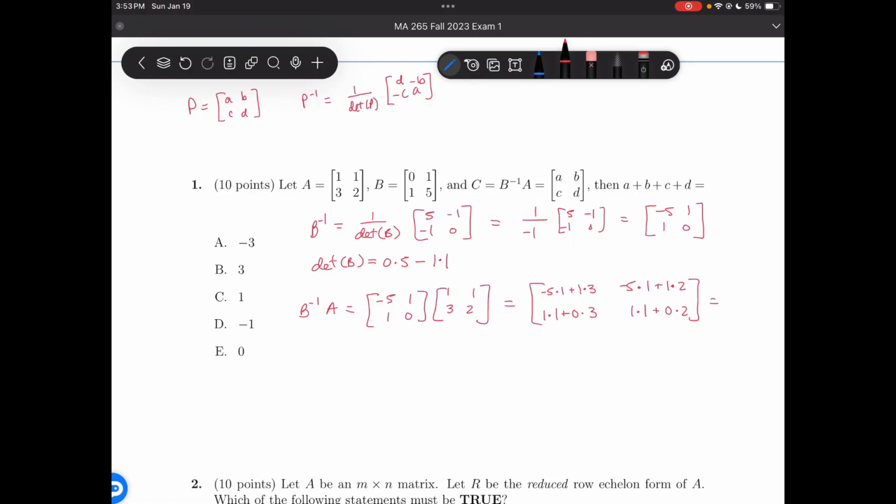Okay? And now if we do all the math, we should get negative 2, negative 3, 1, 1. So this is the value of C. C is equal to negative 2, negative 3, 1, 1. Our final answer, however, is the sum of all entries in the matrix. So negative 2 plus negative 3 plus 1 plus 1 equals negative 3. So our answer is A.